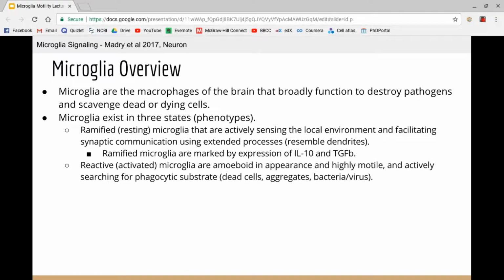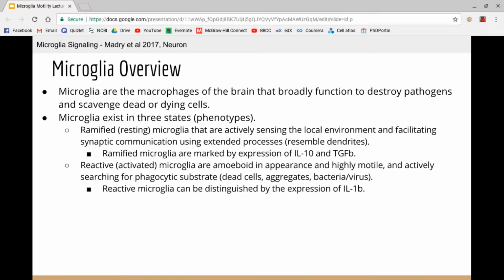Another phenotype is reactive or activated microglia. They are amoeboid in appearance. They look like amoebas, and they're highly motile. And they're also actively searching for phagocytic substrate like dead cells or protein aggregates or pathogens. These reactive microglia are spherical, so they look like amoebas, and they're crawling around. And they use various cues or chemoattractants to home in on or locate cellular debris or viruses, for example.